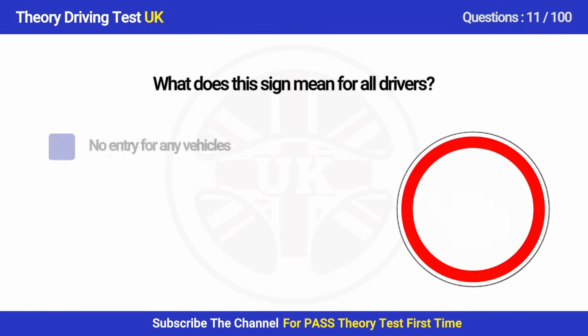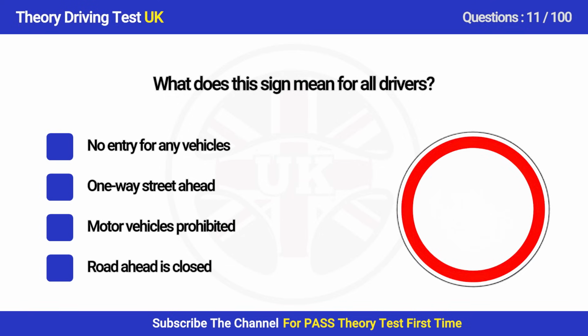Question 11. What does this sign mean for all drivers? A. No entry for any vehicles. B. One-way street ahead. C. Motor vehicles prohibited. D. Road ahead is closed.